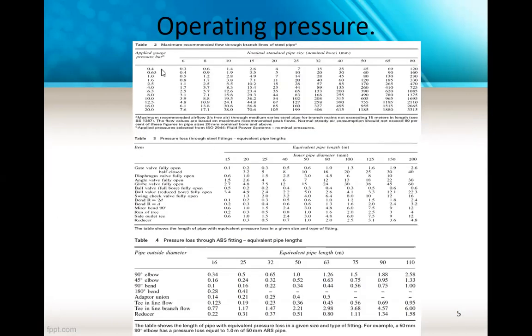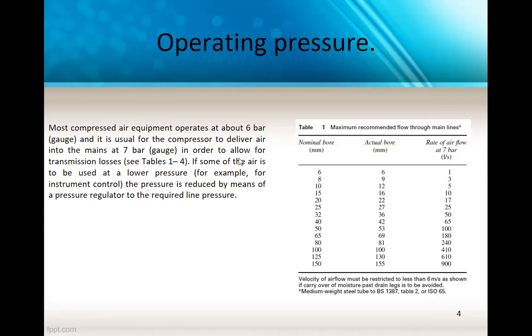So this is Table 2. Let's start with Table 1 first: the maximum recommended flow through the main. So this is the maximum flow. The velocity of airflow must be restricted to less than 6 meters per second if carryover of moisture past drain legs is to be avoided. Yes, if you want to avoid that.